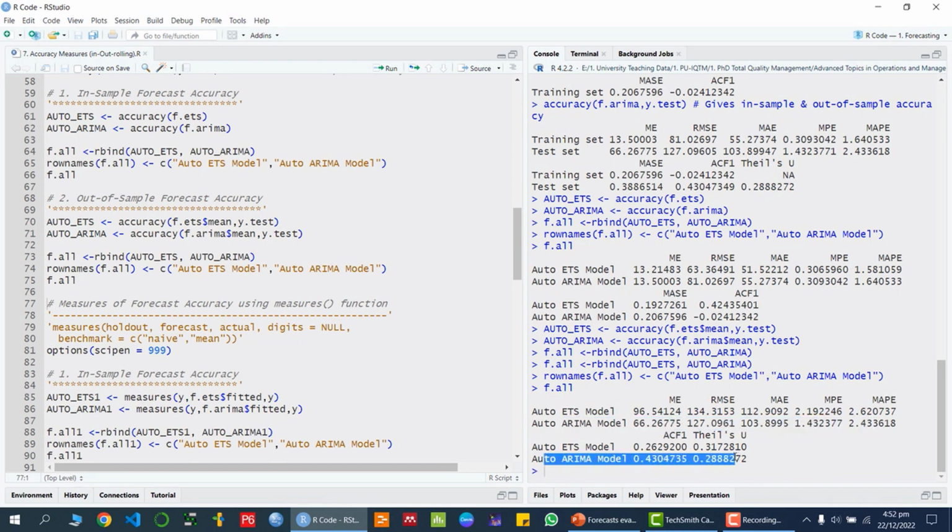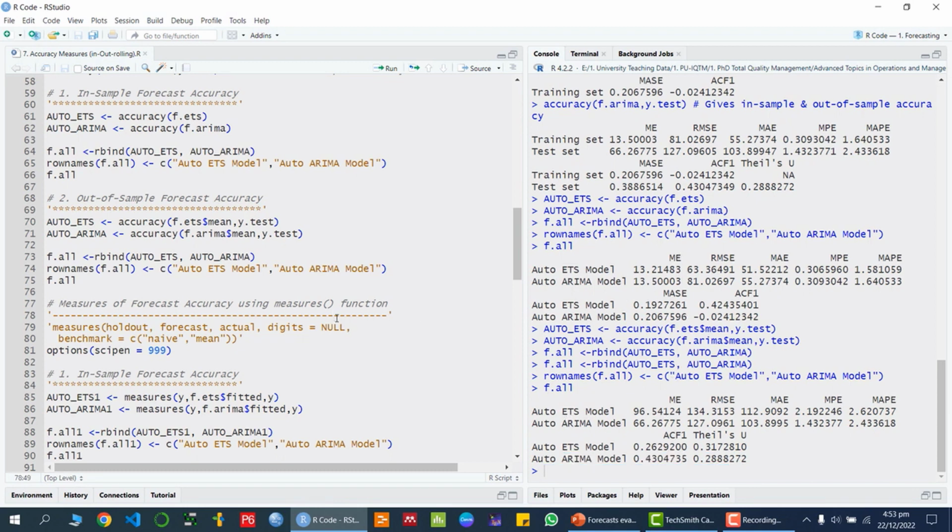So, which means that in order to select with respect to out of sample, ARIMA is doing good. That's why these approaches are very good. It seems that ETS is an overfit model for this particular data set, whereas ARIMA is doing good in out of sample forecast accuracy.